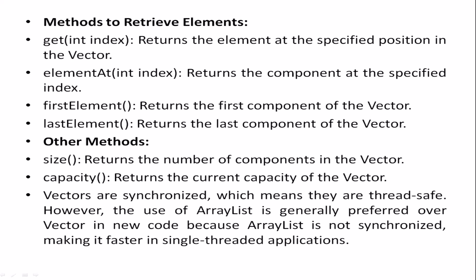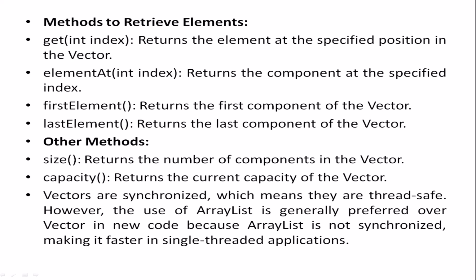Methods to retrieve the elements. The first one is get(int index). It returns the element at the specified position in the vector. Next, elementAt(index) returns the component at the specified index. Next one is firstElement, which returns the first element, and lastElement returns the last component of the vector.